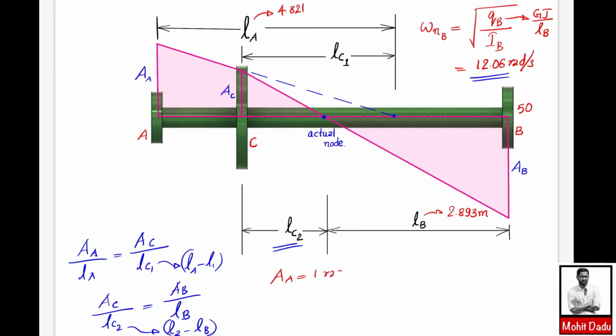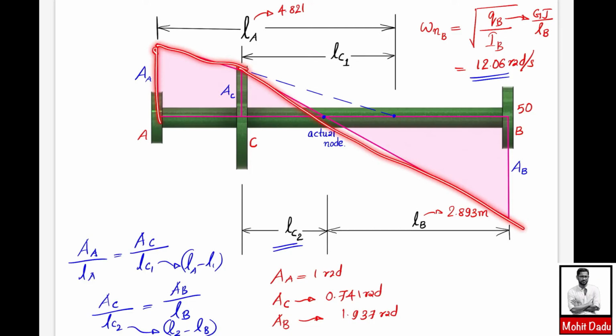Here also I am assuming the AA value as 1 radian. Then you will get the value of AC as 0.741 radian, and the value of AB at the other rotor end as 1.937 radian. Based on these values, we get this kind of plot, and it will look like this.